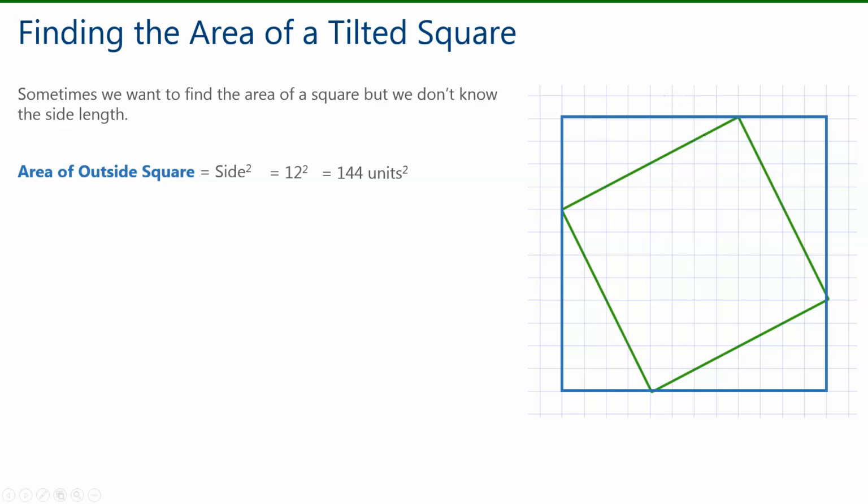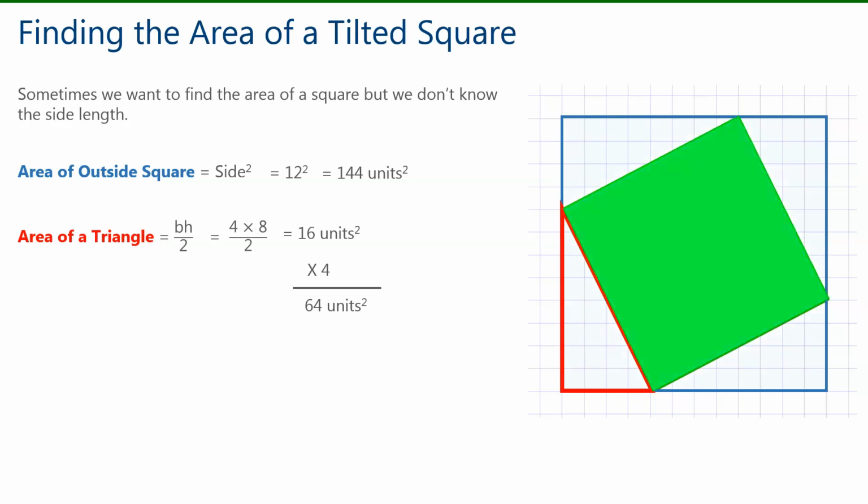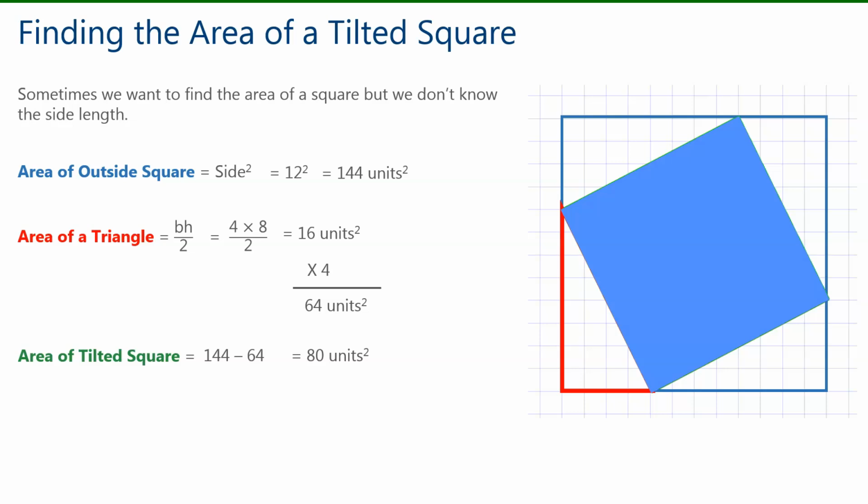By drawing the outside square, we've now created triangles on the corners. We can find the area of those triangles by using the formula base times height divided by 2. So the area of the triangle is 4 times 8 divided by 2, which is 16 square units. We can see in this picture we have 4 identical triangles. So we take that measure and multiply it by 4, and we get 64 square units. So to find the area of the tilted square inside, the square that's green, we would take the area of the large square and subtract the area of the 4 triangles, and we get 80 square units.